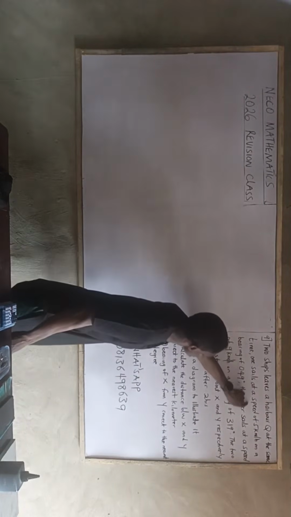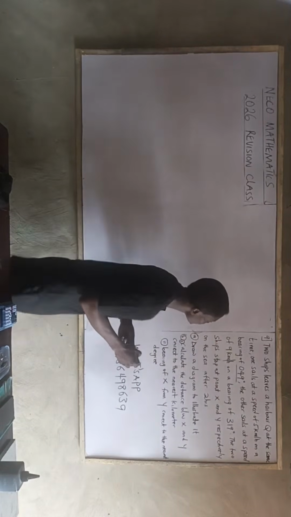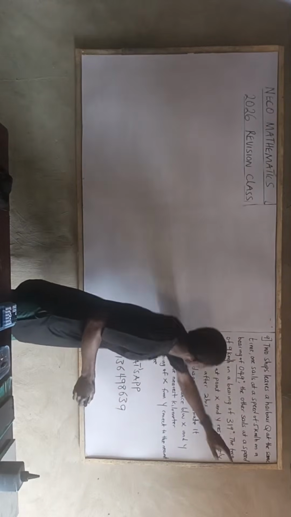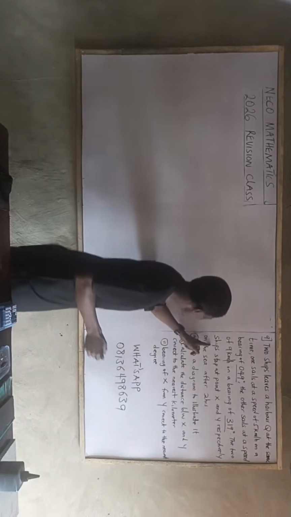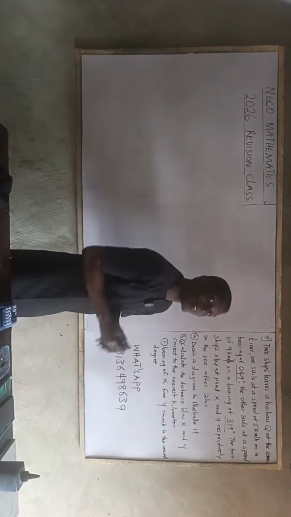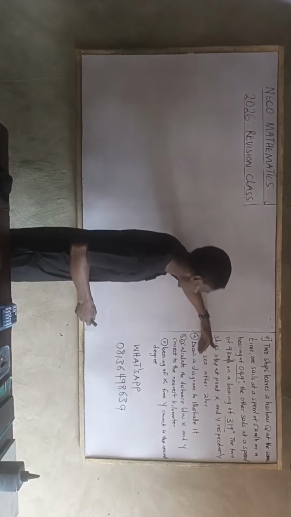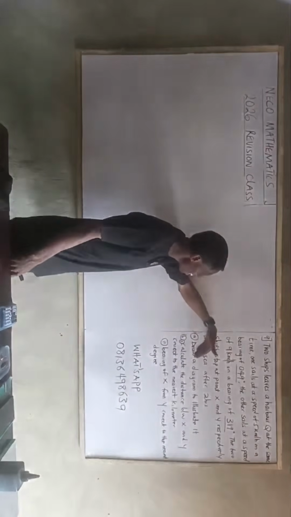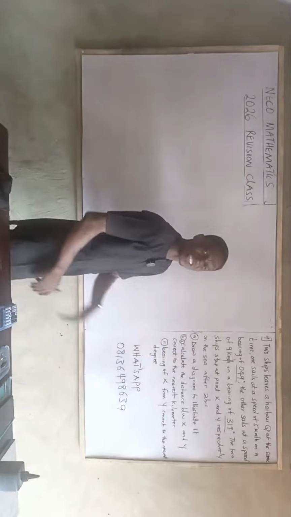Two ships leave a harbor Q at the same time. One sails at a speed of 5 kilometers per hour on a bearing of 049. Notice this bearing. The other sails at a speed of 9 kilometers per hour on a bearing of 319. Notice this bearing also. The two ships stop at points X and Y respectively on the sea after 2 hours. Draw a diagram to illustrate it. Calculate the distance between X and Y. Calculate the bearing of X from Y, correct to the nearest degree.